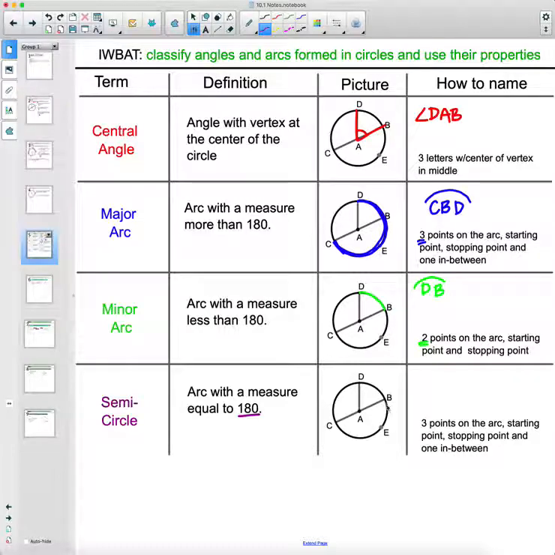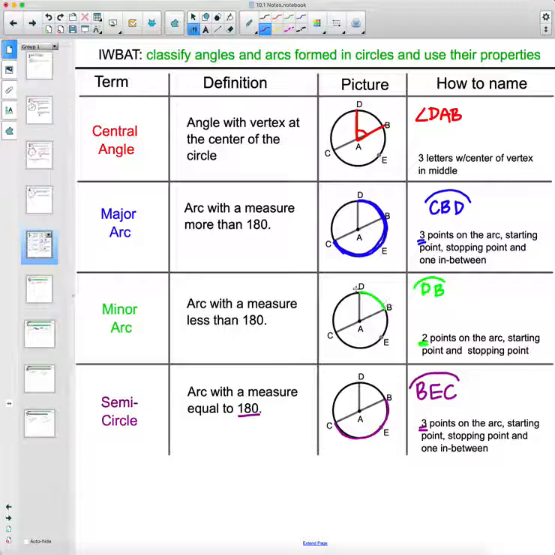Okay, so in this case, I'm just going to go this way. So I started at B, went through E, and ended at C. Again, 3 points for a semicircle. So if you see 3 letters for an arc, you know it's either 180 degrees or more. Okay, if you see only 2, then you know it's a small arc.